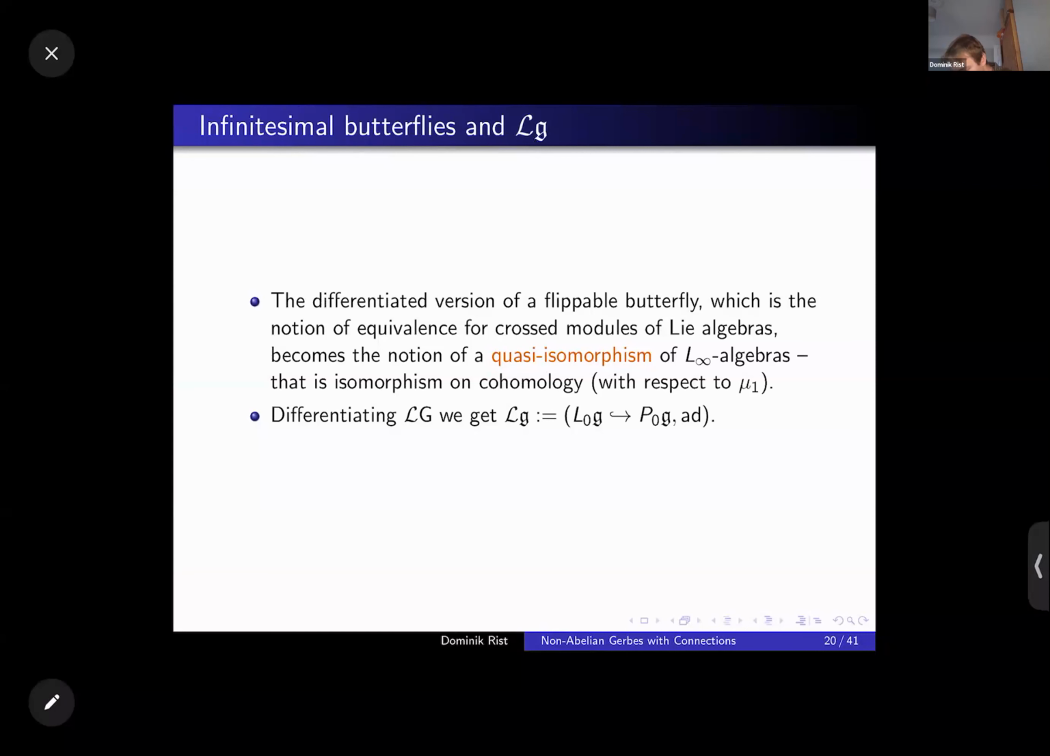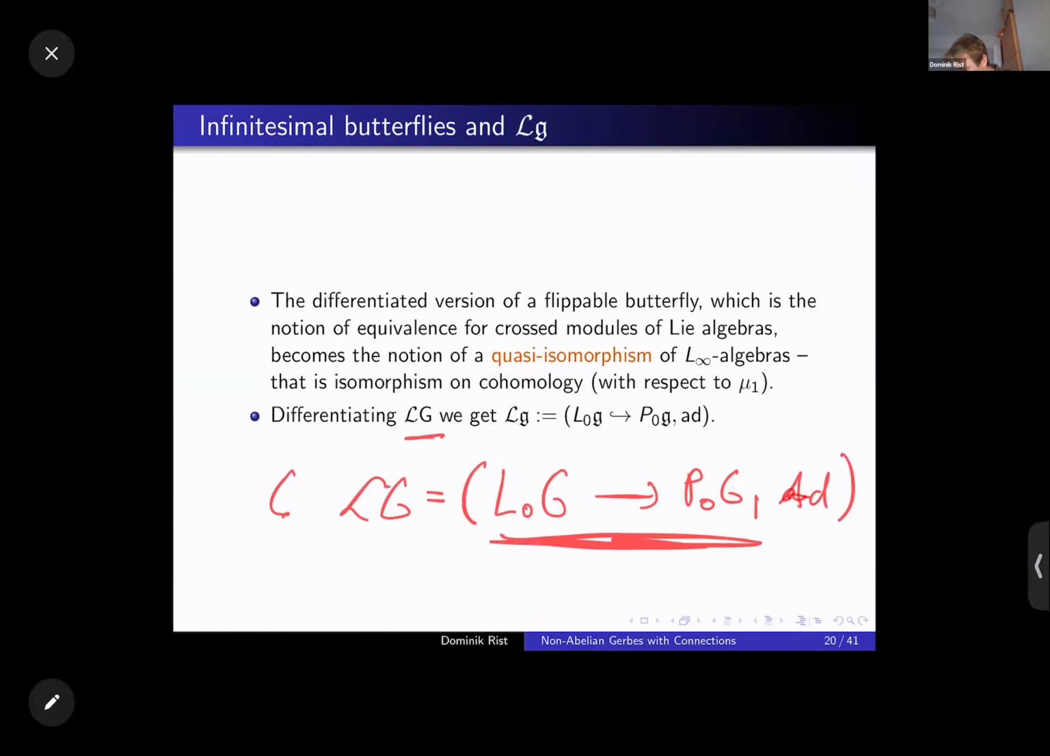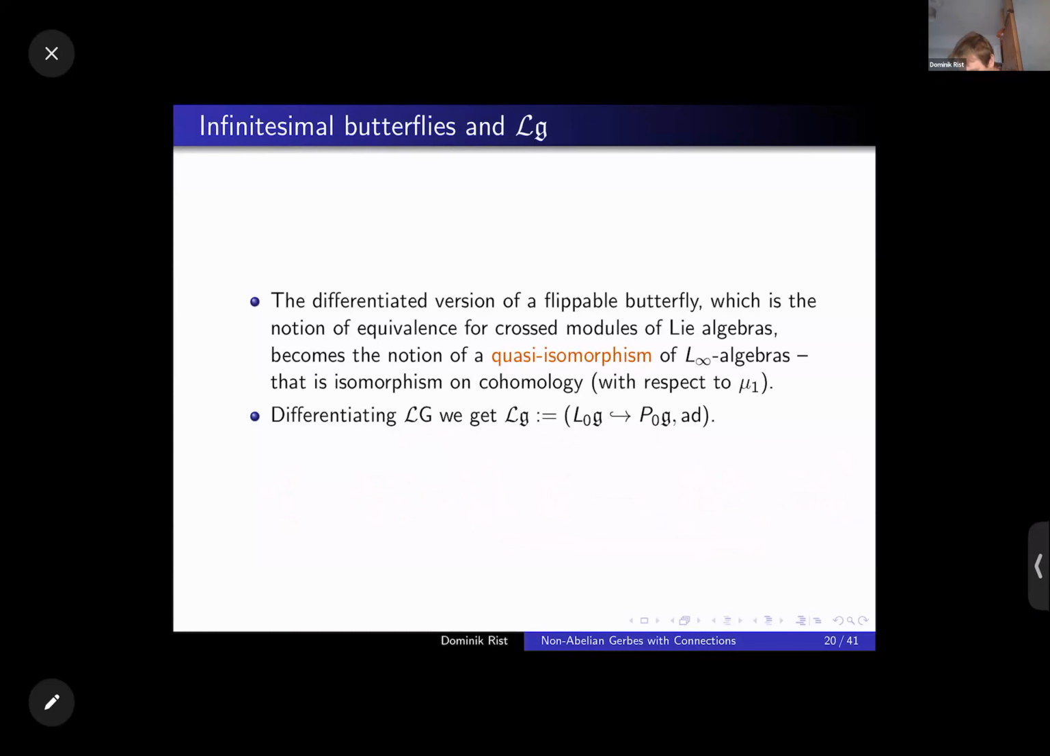Okay, so when you differentiate this space LG, so recall that LG was just my space L0G into P0G with the adjoint action, with the action by conjugation. If I differentiate this, what I obtain is a crossed module of Lie algebras, where the G becomes the Lie algebra, and P0G is the space of based paths in my Lie algebra G, and L0G is the space of based loops. And this together is an example of a crossed module of Lie algebras.